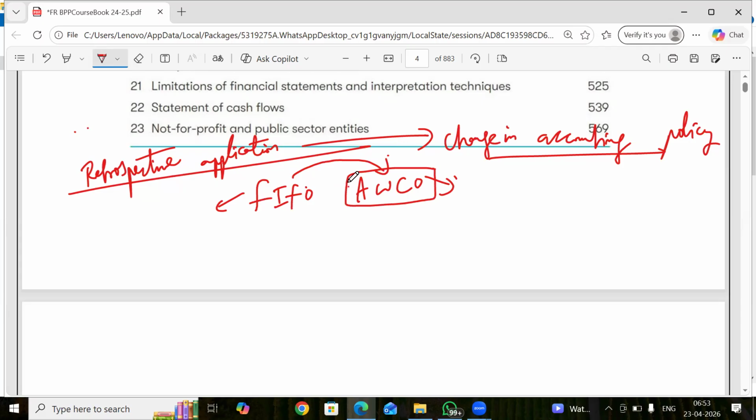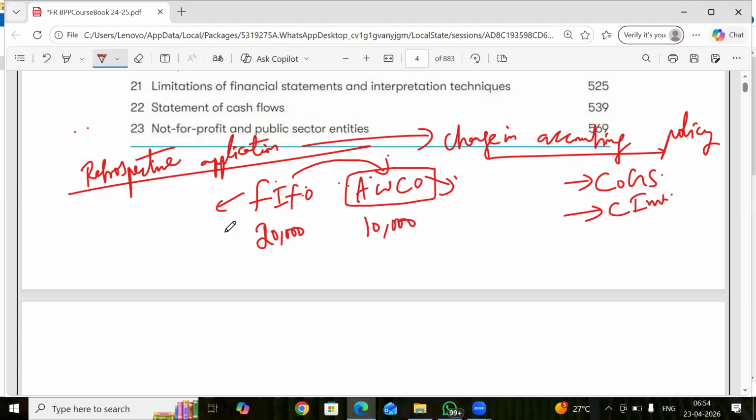What are these methods going to do? These methods are going to help you to calculate COGS and closing inventory values or ending inventory values. These FIFO and AFCO are going to help you to calculate this. So let's say FIFO COGS is 20,000, let's say. AFCO COGS is 10,000.